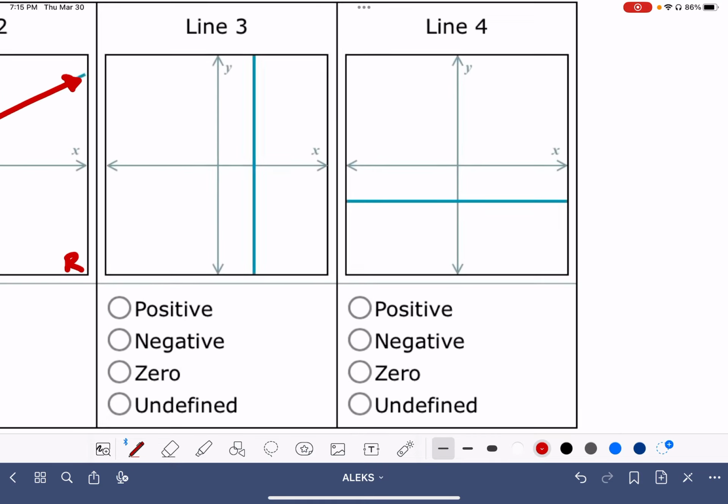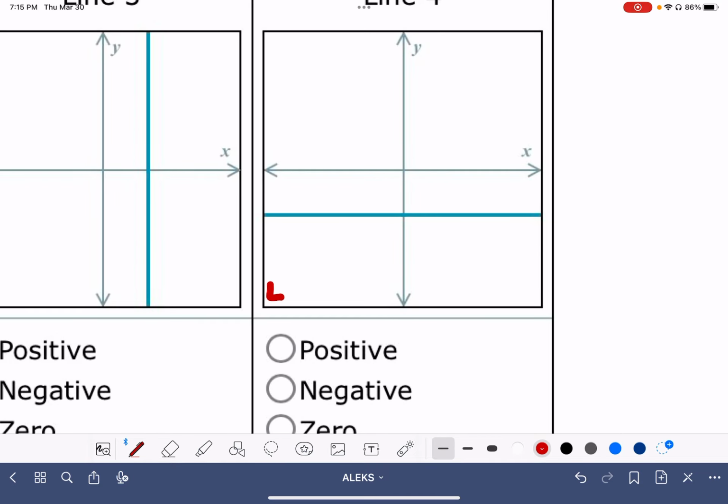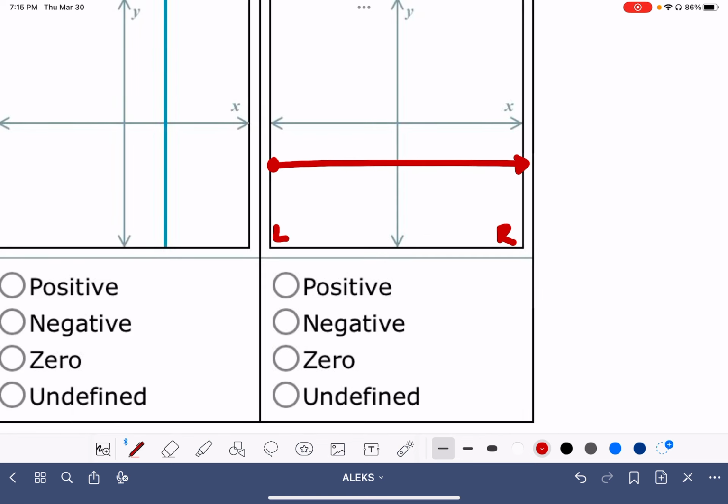I'm just going to skip ahead over here. As we go from the left side to the right side, if we follow our line, we can see that our line is staying flat. That is an example of a 0 slope. There's no slope there at all.